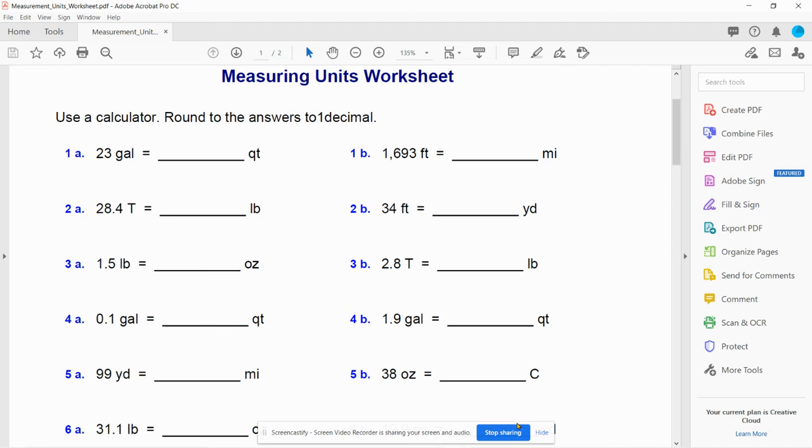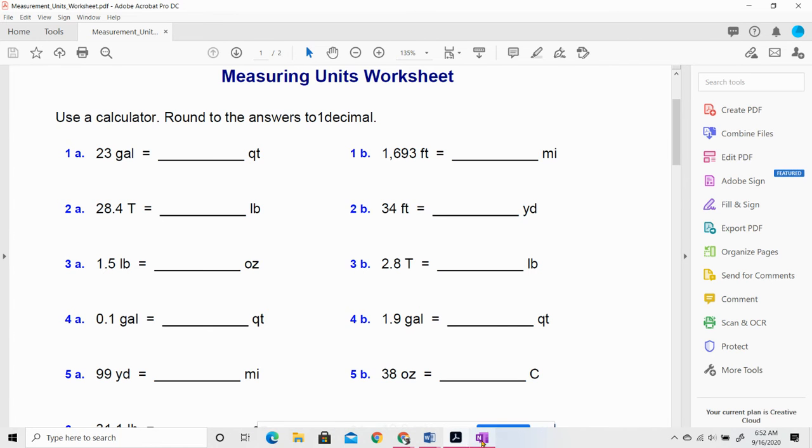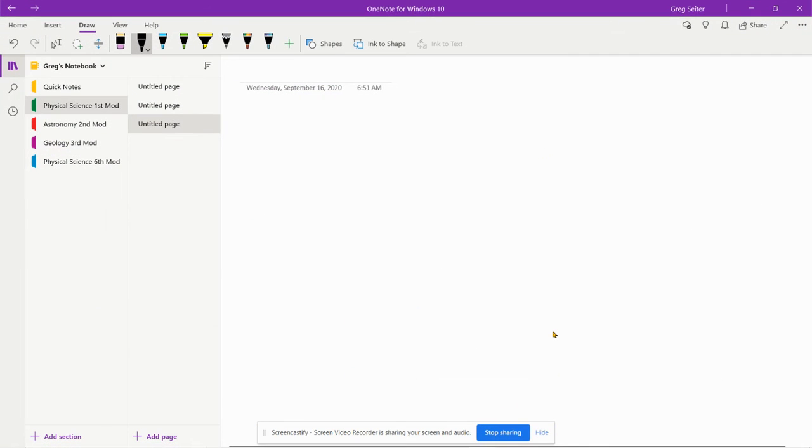28.4 tons equals how many pounds? I've read the problem. Now I need to write that down. 28.4 tons equals how many pounds?